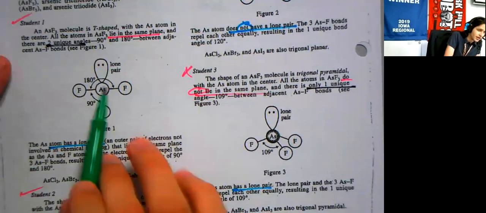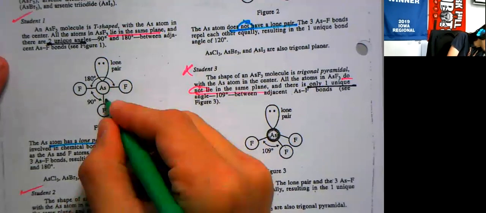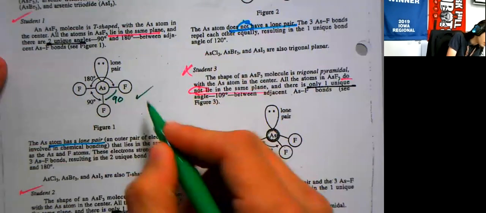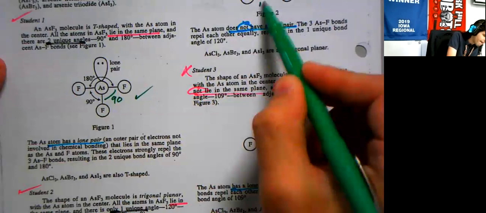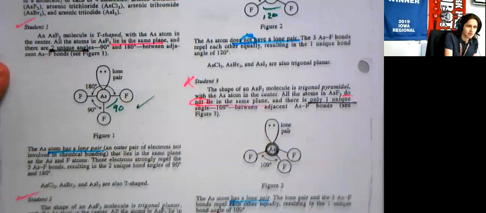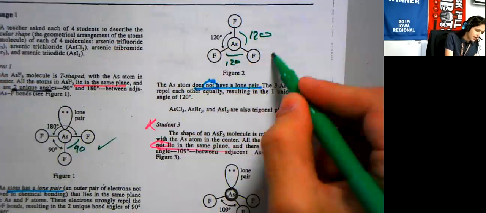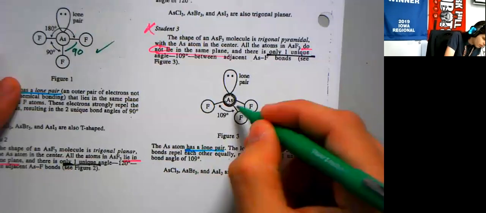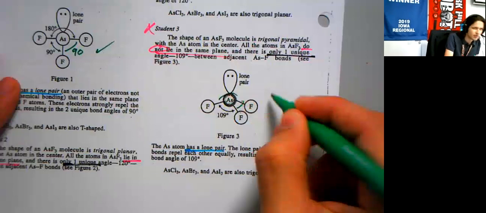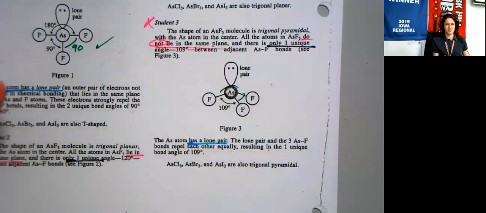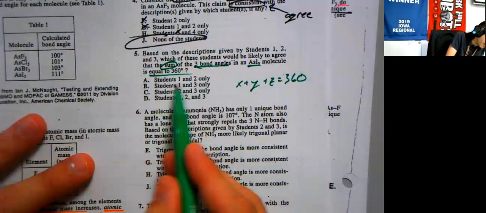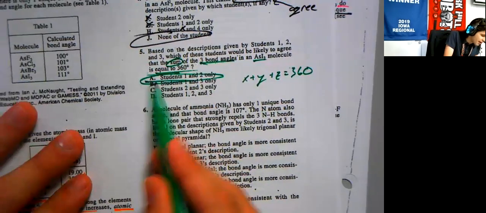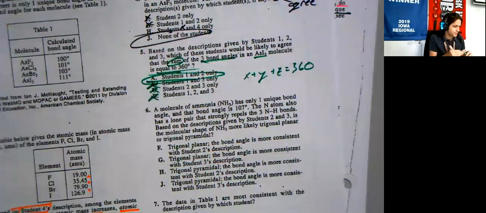Equals 360. Okay, well, 180 plus 90 plus 90. All right, that works. That's 360. 120 plus 120 plus 120. Yeah, that's 360. 109, 109, 109. 109 times 3 is 327, stinky face. So it's not student 3, it's going to be 1 and 2 only, judging by that picture there. A, not B, not C, not D. Cool.